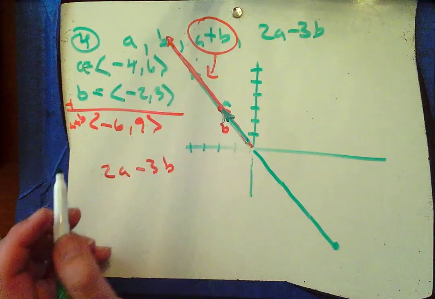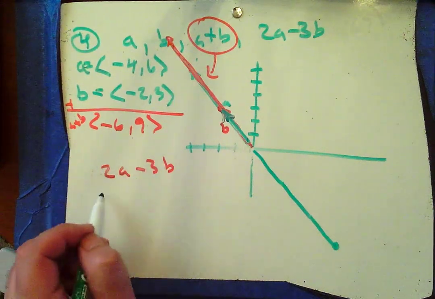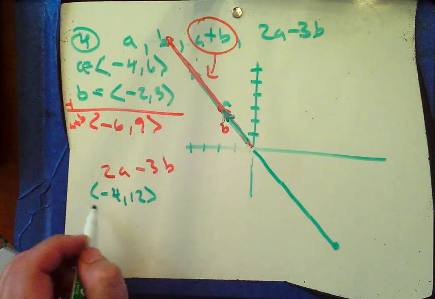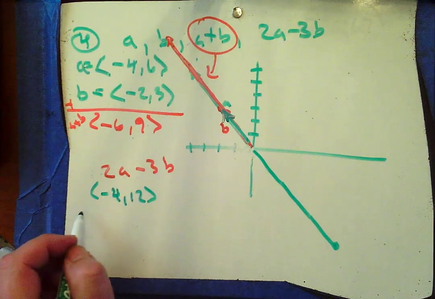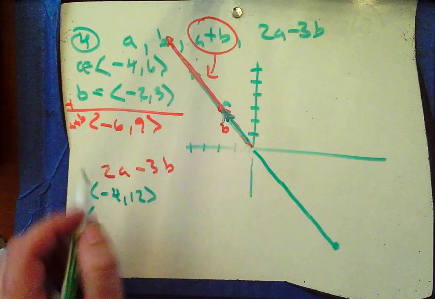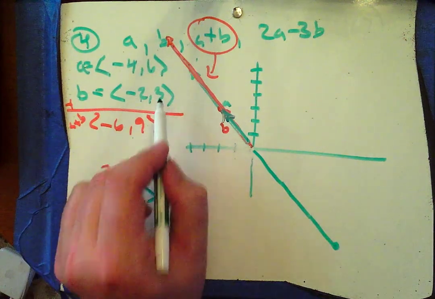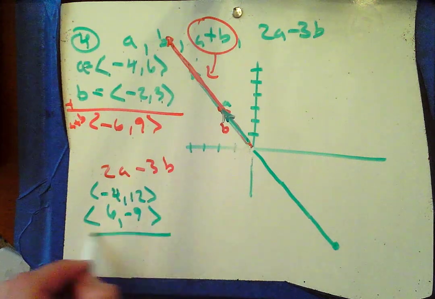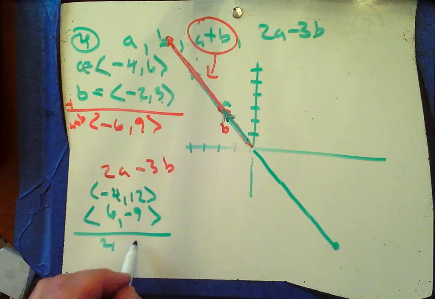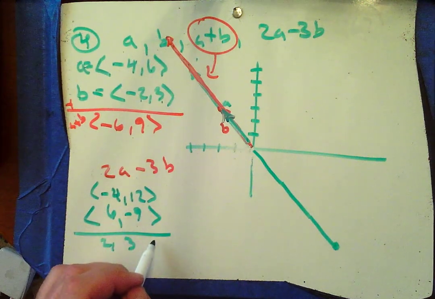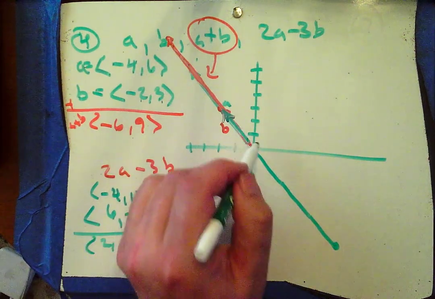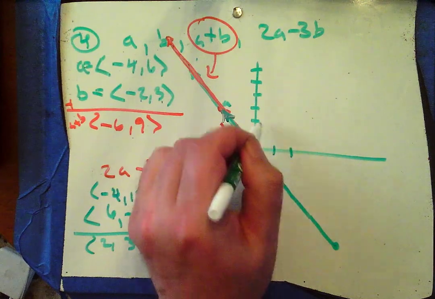And let's see if we can prove it. So 2a would be negative 4, 12. And then minus 3b, minus 3 times this is 6, minus 3 times this is negative 9. And I add these together and I get 2, 3. Oh, look at that, 2, 3. It's not this one, it's this one.